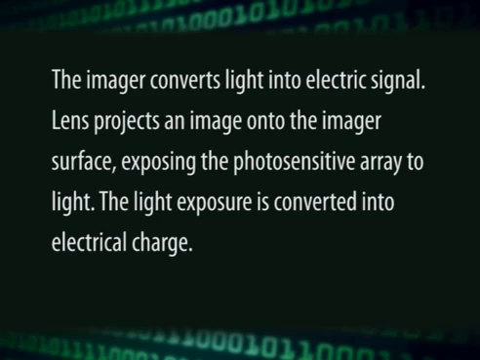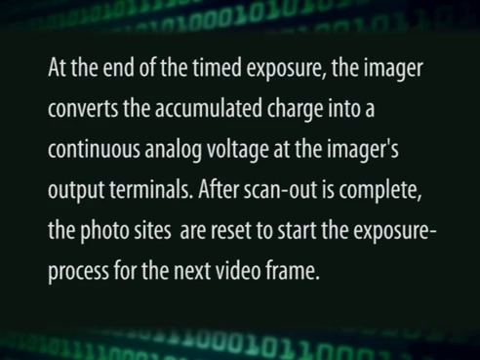The next component of the video camera is the imager. As explained earlier, the imager converts the light into an electrical signal. The lens projects an image onto the imager surface, exposing the photosensitive array to light. The light exposure is converted into electrical charge. At the end of the timed exposure, the imager converts the accumulated charge into a continuous analog voltage at the imager's output terminals. After scan out is complete, the photo sites are reset to start the exposure process for the next video frame. The third component is the recorder.